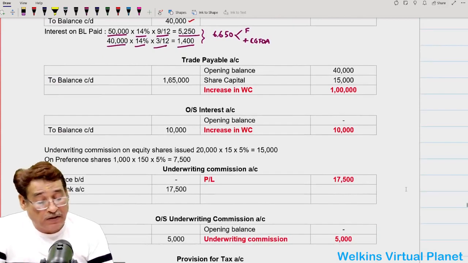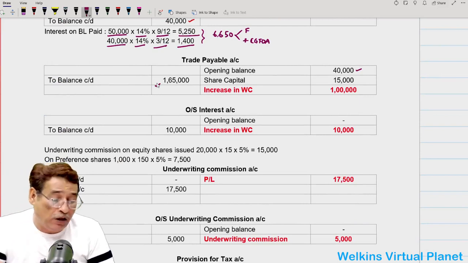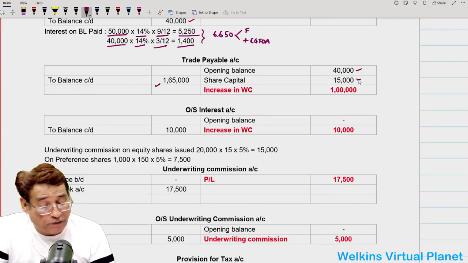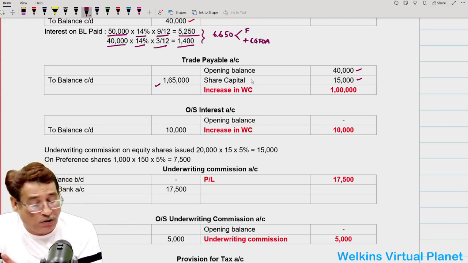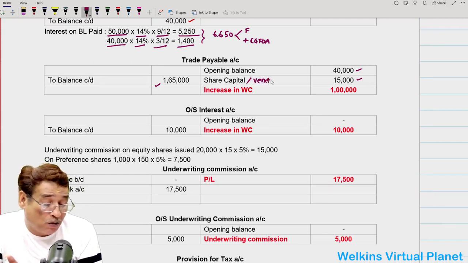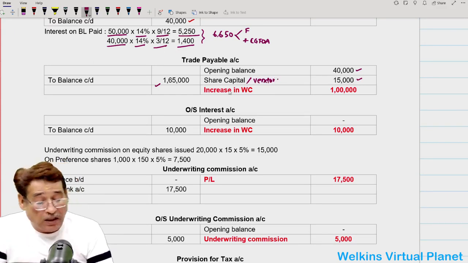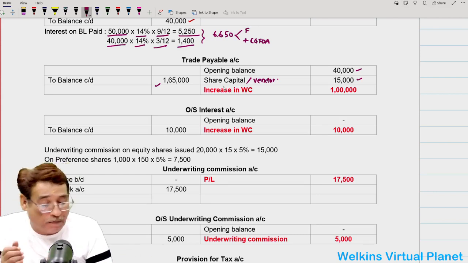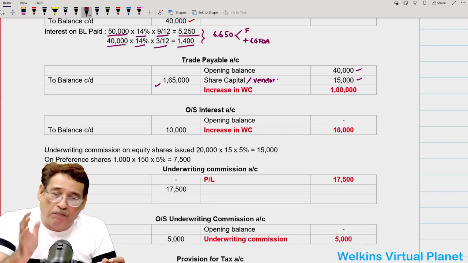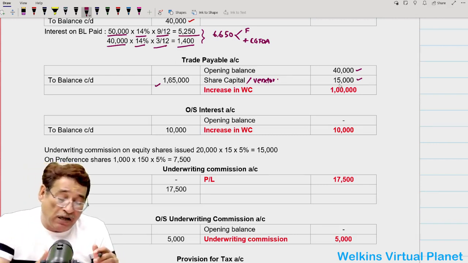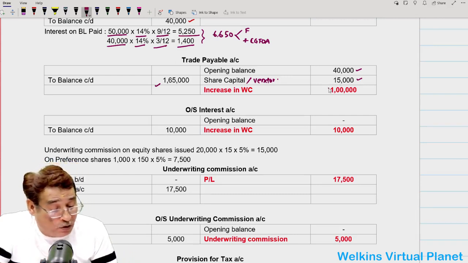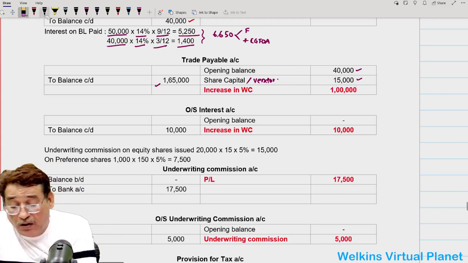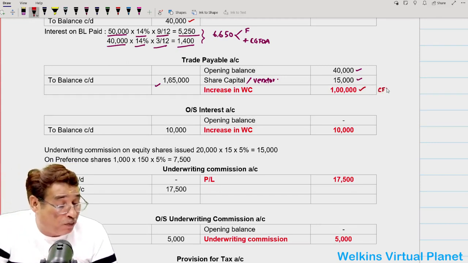In this question, as far as trade payable is concerned, opening balance is 40,000, closing balance is 165. I told you in this particular question, our company took over trade payable of 15,000. So you can here write by vendors or by share capital. You can also write by vendors. So in this case, my opening balance, if I will add 15,000 also, that is 55, but closing balance is higher. That means trade payables are increasing. So this difference will increase your working capital, because increase in current liability means increase in working capital or increase in cash, you can say, because when we compute cash generated from operating activity, then we add increase in current liability. So you will add it over there. Correct? 1 lakh. This 1 lakh will be added for computing cash from operating activity.